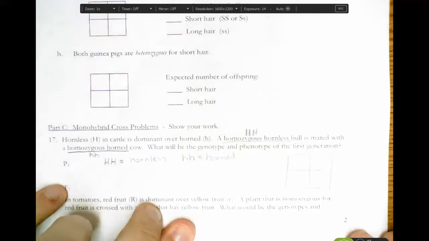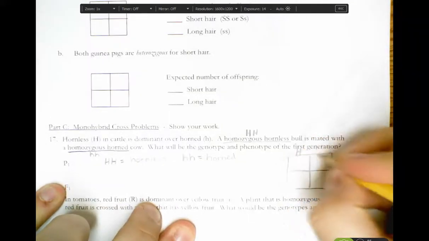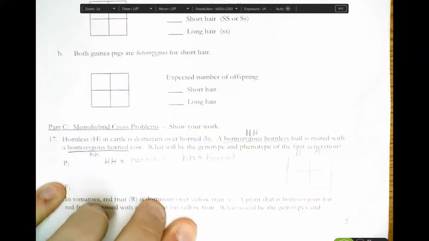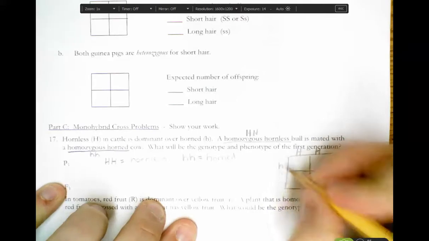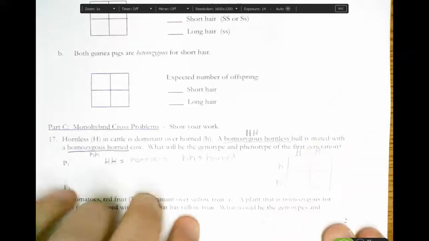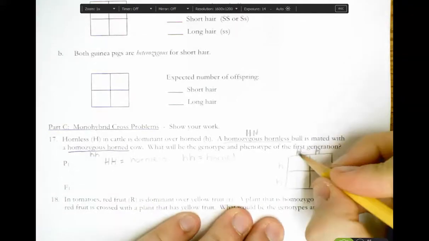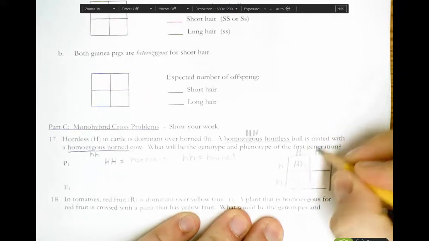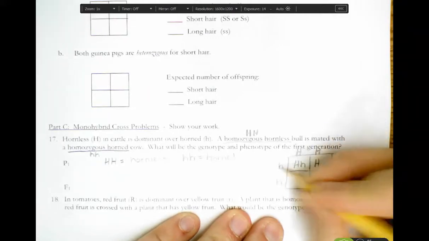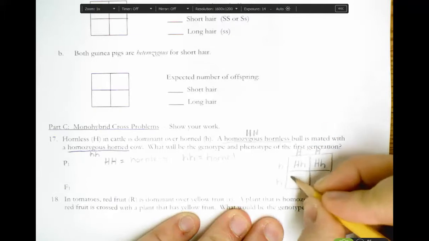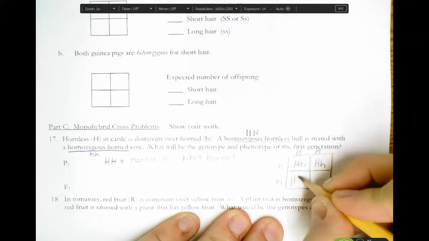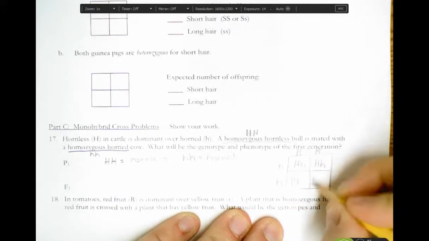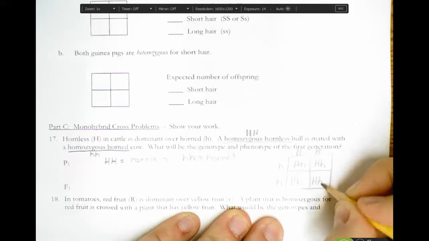The bull is uppercase H, uppercase H. The cow is lowercase h, lowercase h. We're going to do our cross. Uppercase H comes down, lowercase h comes across. Uppercase H down, lowercase across, for each box.